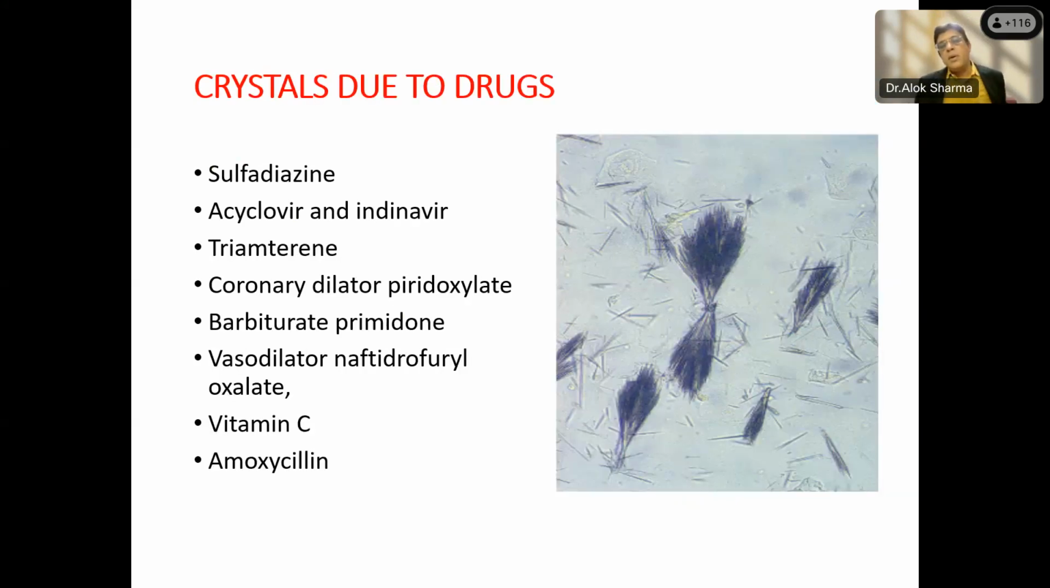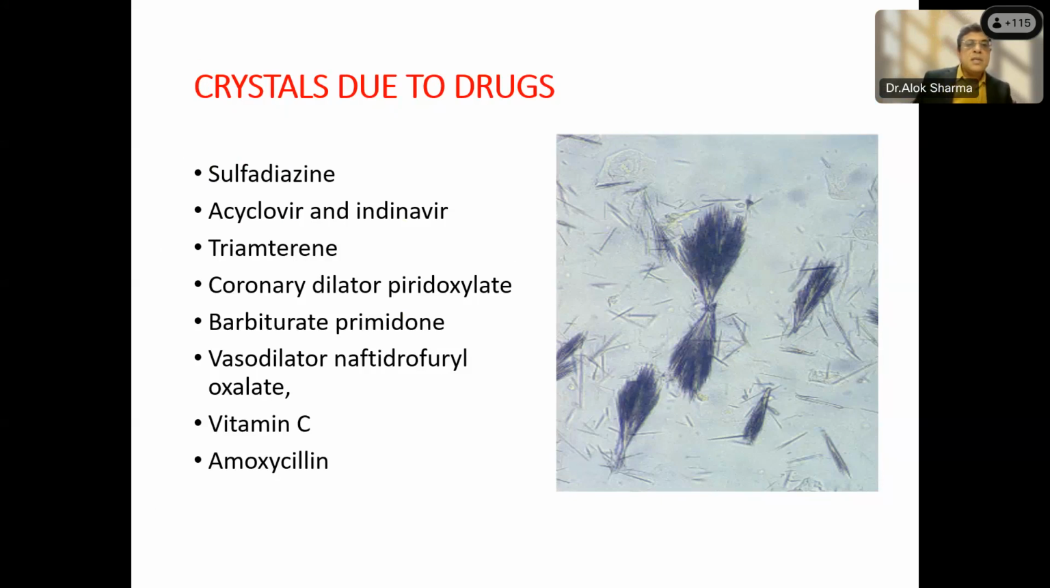Having said everything we talked about, you should at the same time be able to identify crystals which are due to certain drugs. Certain drugs which are given to patients are crystalline in nature, and when they appear in urine, they can cause a lot of confusion with other things. Not only that, based on the morphological appearance, you can identify which drug is the culprit in causing the pathological symptoms.